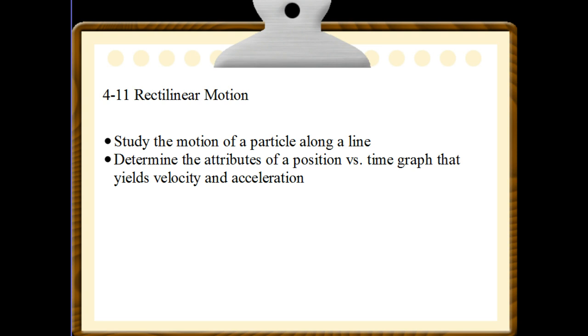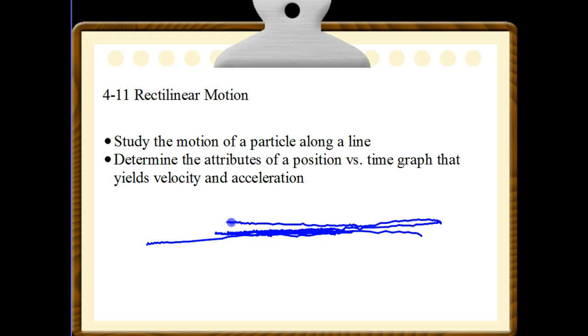Picture a particle along a line. So we just have some linear path, and we just have an object. It can be a particle, it can be a piston, it can be a person, whatever it is. They're moving along this linear path back and forth, and they might speed up in one section and slow down and then change directions, and the entire time their path is along a given line.